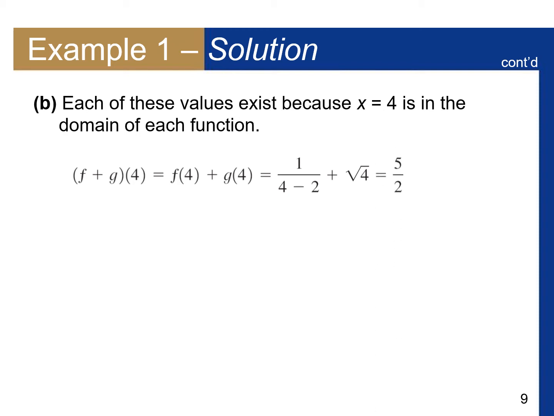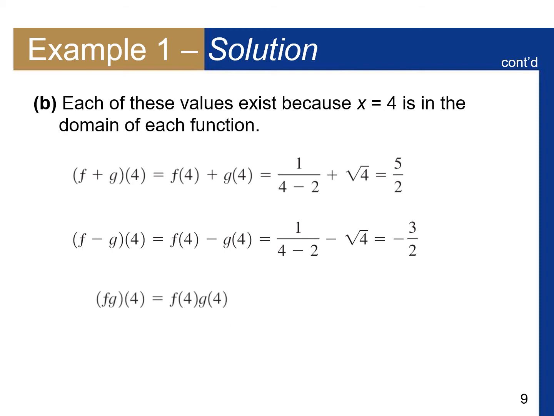And for the first one, I get 5/2. So I'm just plugging 4 in and simplifying. The next one, I do the same, except for I have subtraction this time. So I plug 4 in and then simplify. Multiplication, guess what? Same thing, plug 4 in.